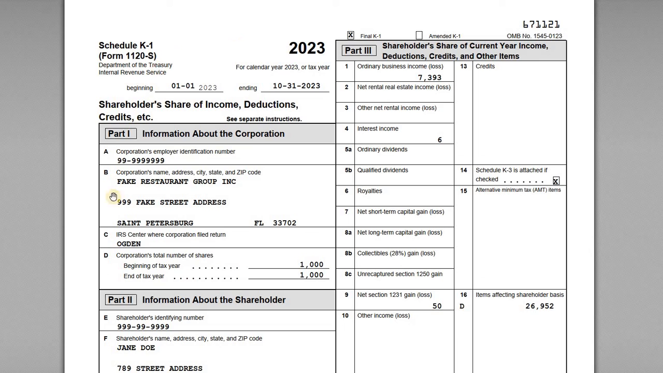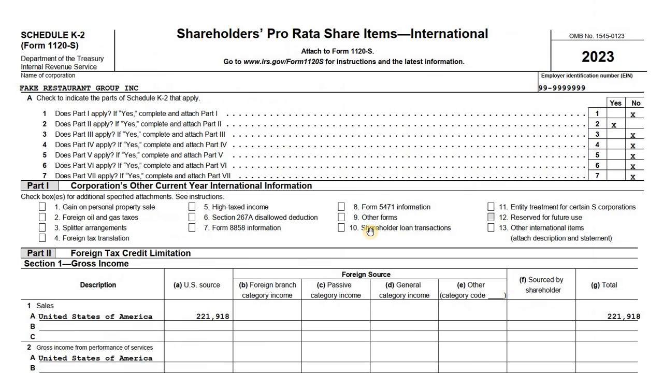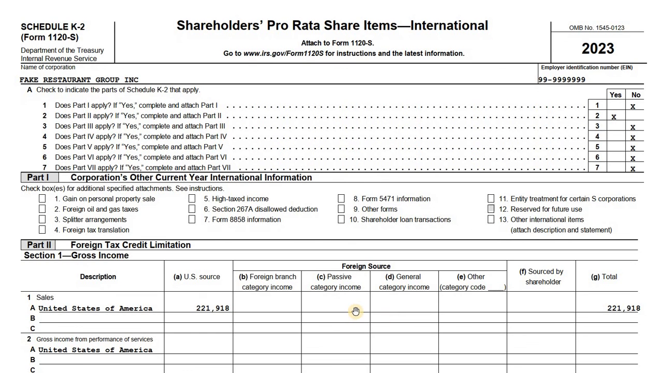Final K1 because the entity's closed, and then all of her information, and then her allocation of those items. Now, the last thing to touch on here is the Schedule K2. So there's no foreign activity in this S corporation, right? So it's all local sales. They don't have any non-U.S. partners or anything, but because the information on K2 is helpful in completing the Form 1116, the foreign tax credit, we often see this prepared just so the shareholder can get a sense of the gross income item.